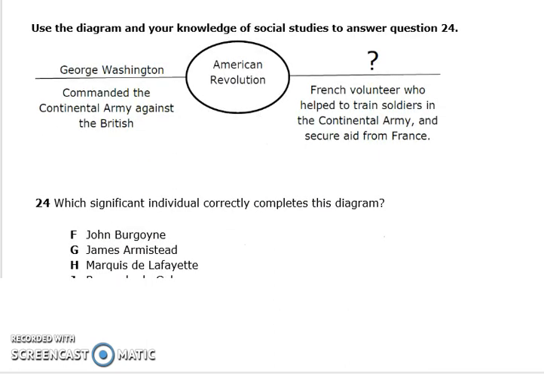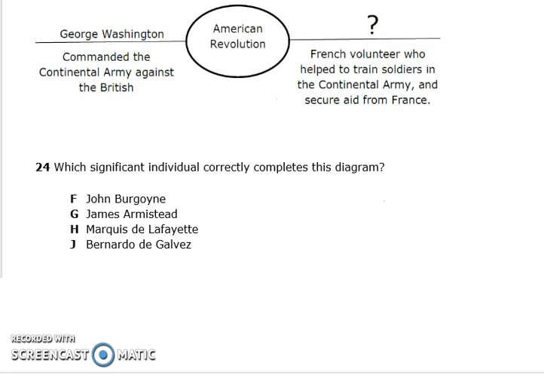Use the diagram to answer question 24. Which significant individual correctly completes this diagram? F. John Burgoyne. G. James Armistead. H. Marquis de Lafayette. J. Bernardo de Galvez.